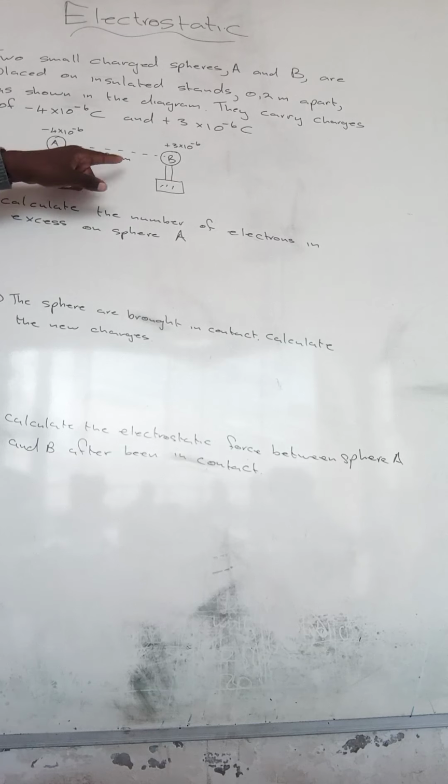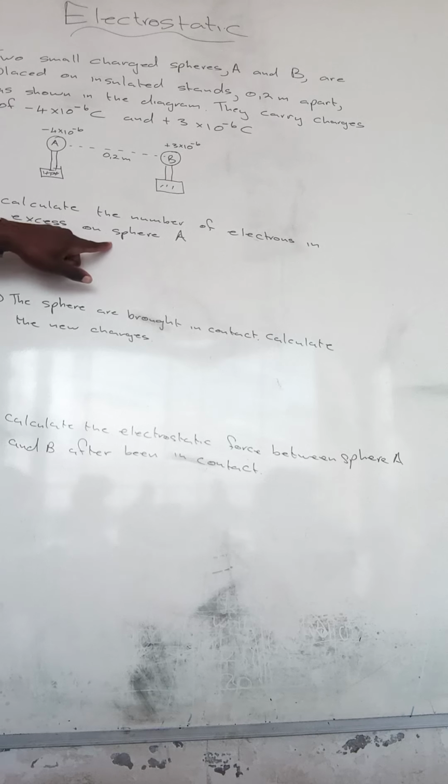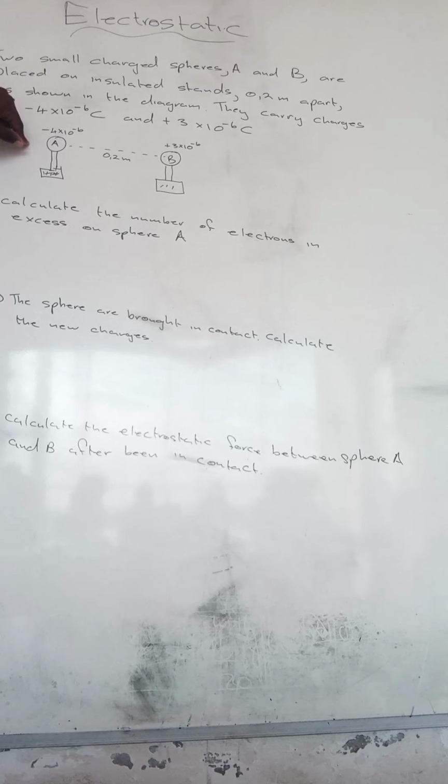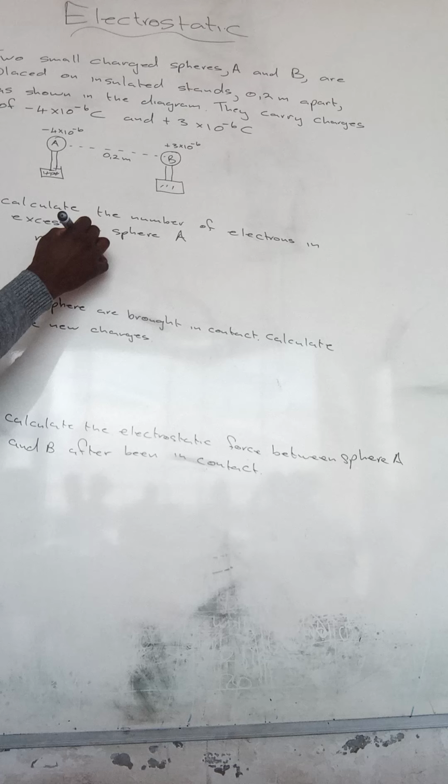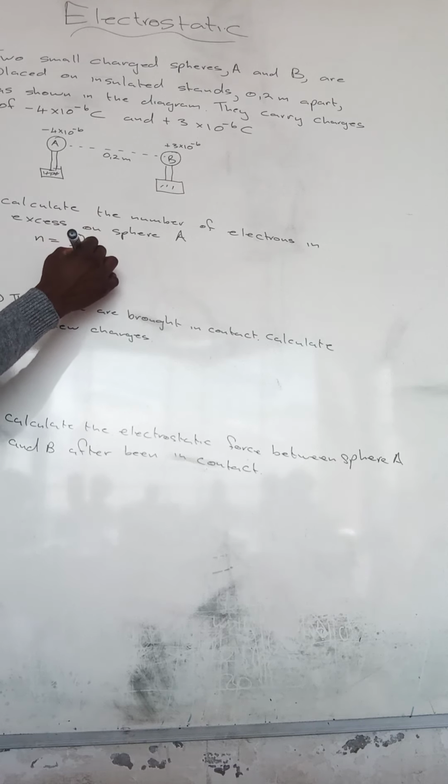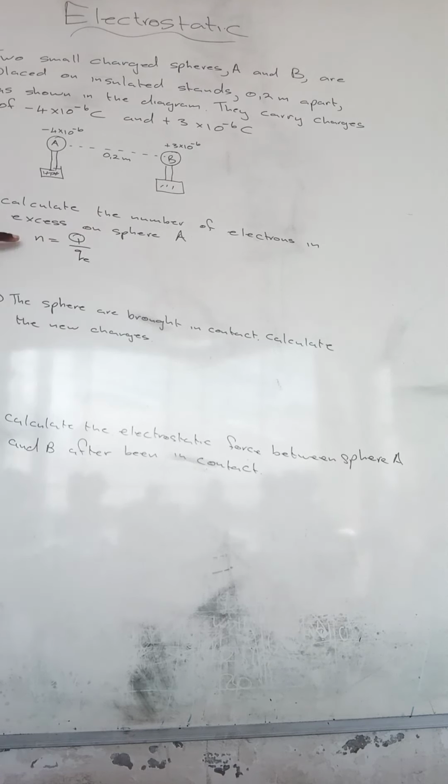And the spheres are 0,2 meters apart. We must calculate the number of electrons in excess on sphere A. Now the formula we use to calculate the number of electrons is on the formula sheet. N is equal to Q over QE. That's the formula we use whenever we are asked to calculate electrons that are in excess. N is equal to Q over QE.